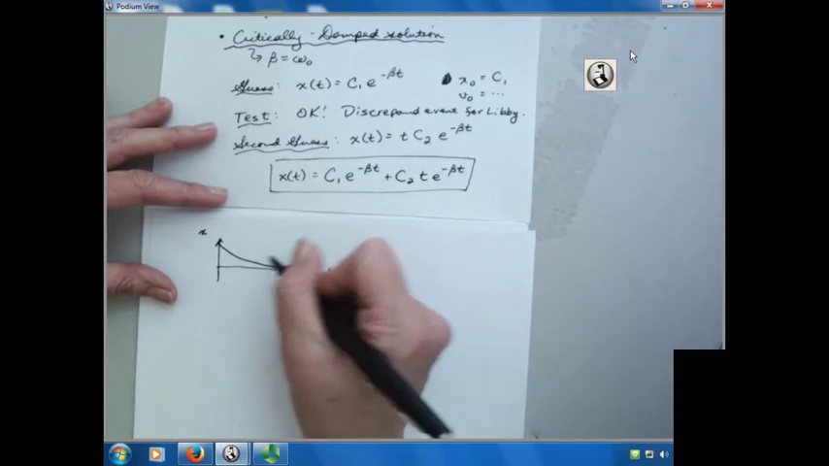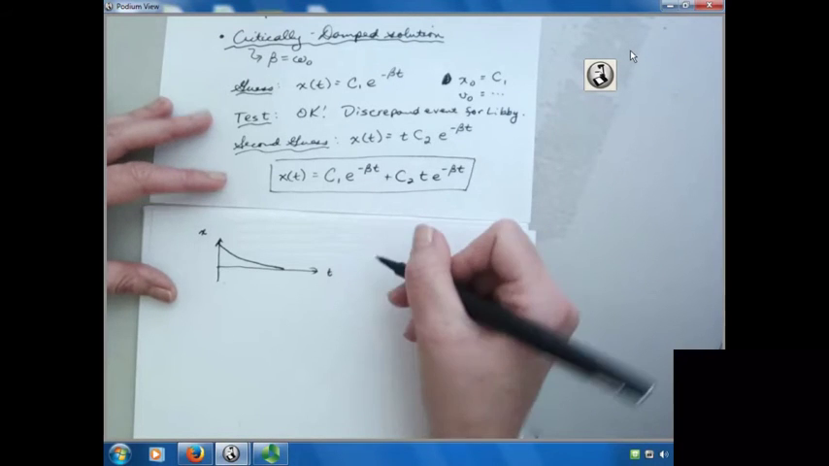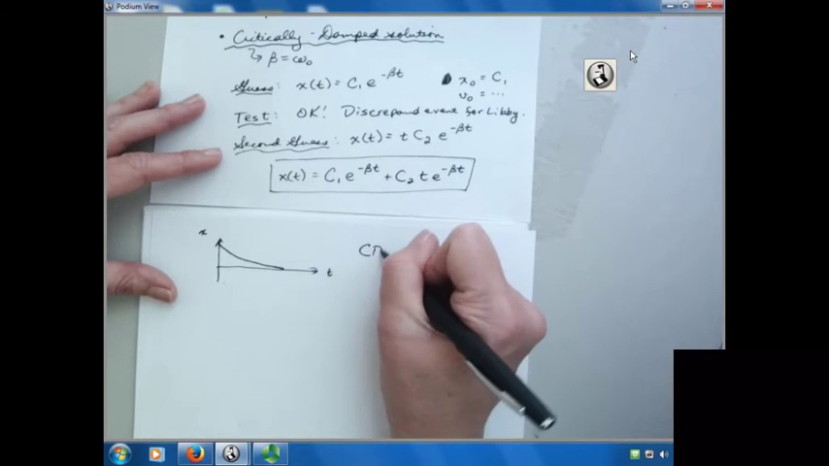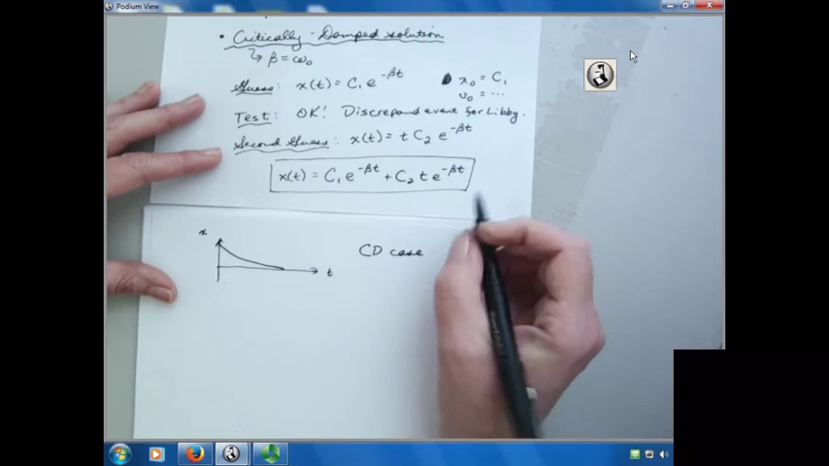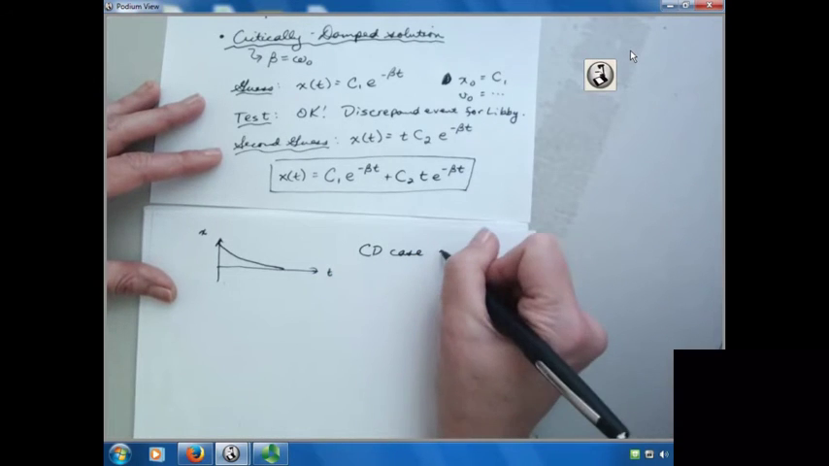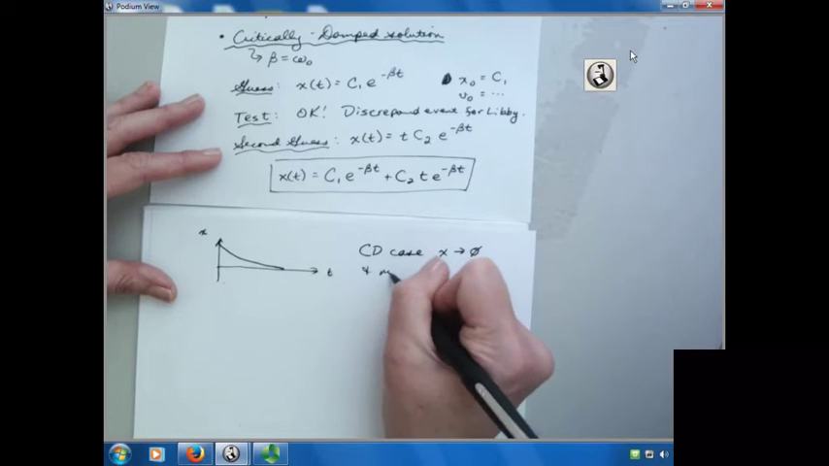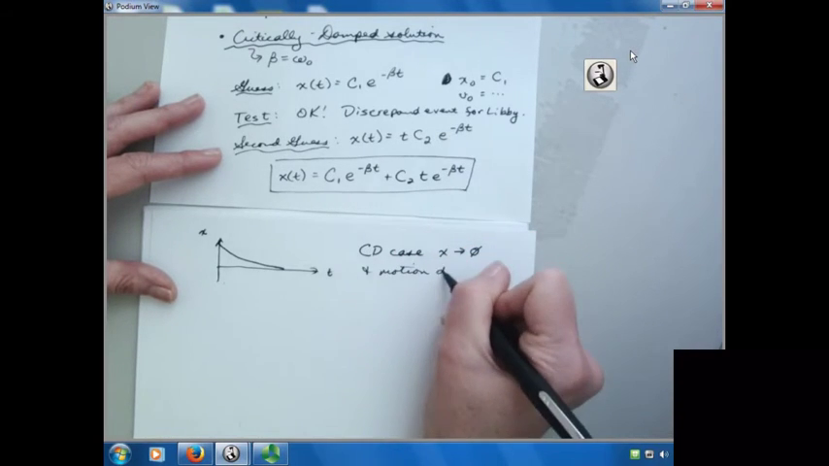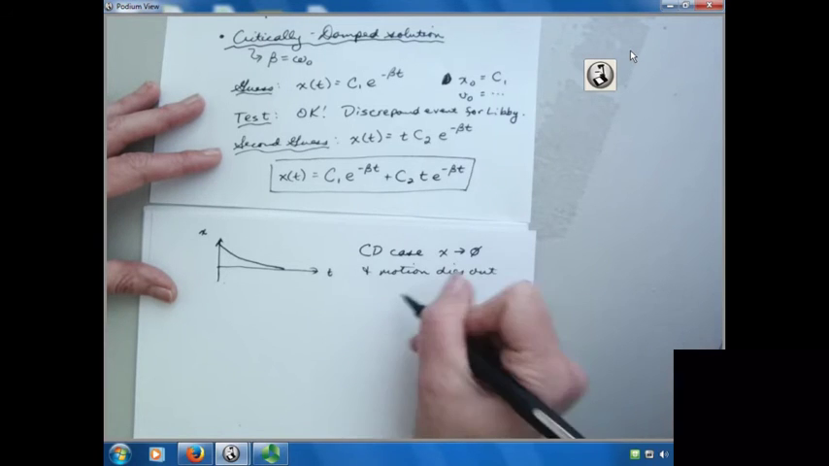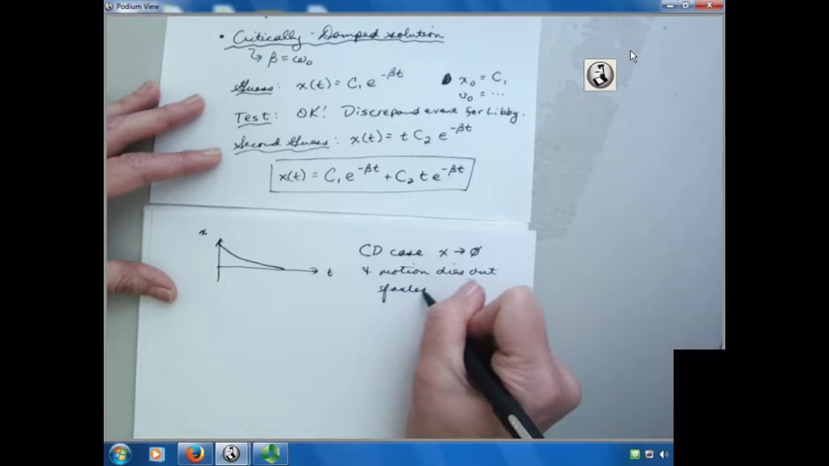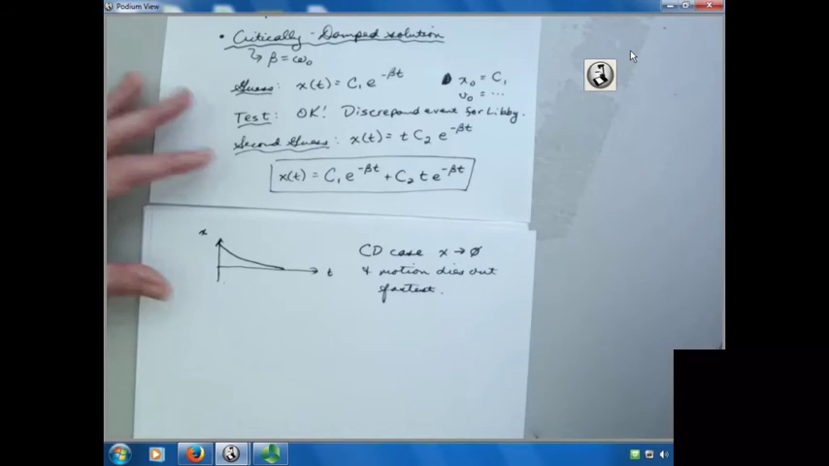All right. So in this case, we call this the critically damped case because for this case, x goes to 0 and the motion dies fastest. Okay, so you can't damp it any better than that. Because if you tried to over damp it, then it doesn't actually die. It just moves super slow because of all that drag force.